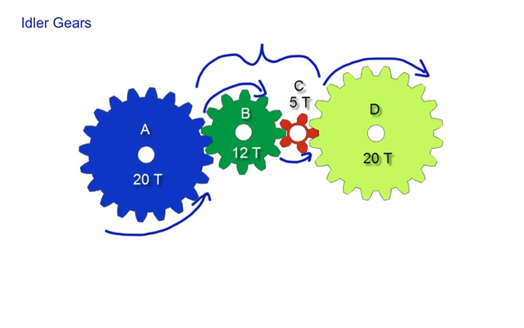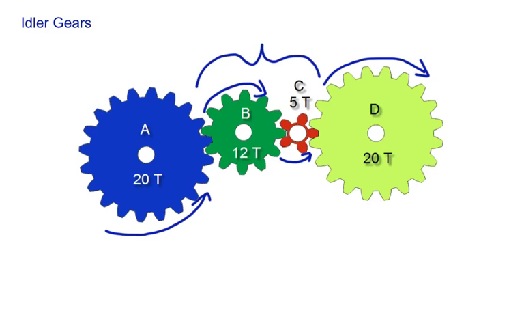clockwise. So if you just had one gear in between, if you have one idler gear, then let's say that D didn't exist, then gear A would be going counterclockwise, and so would gear C.